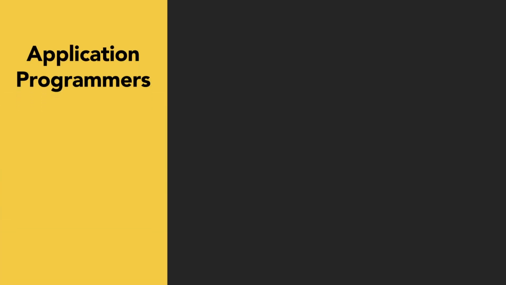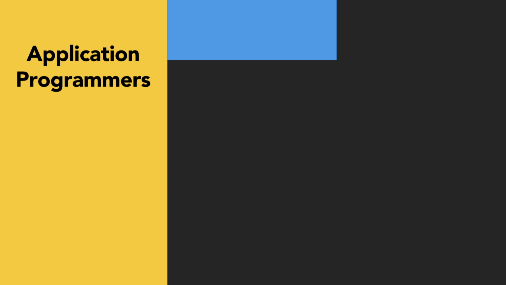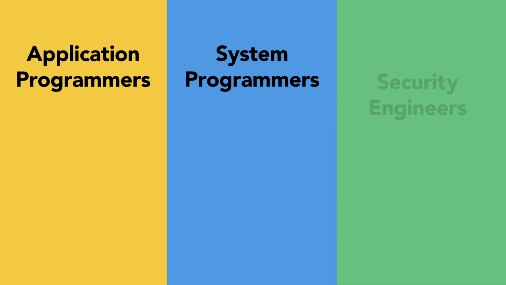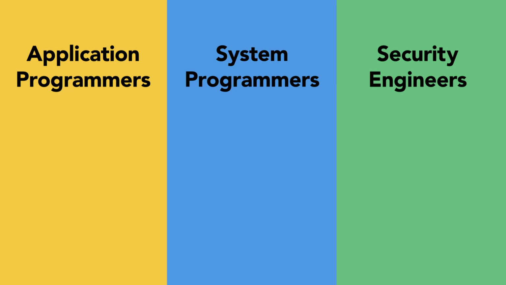There are application programmers who actually build the systems, and they're responsible for writing the code, translating the pen and paper booking systems into ones that run on computers. There are system programmers. These people make sure that the computers and networks which run the stock exchanges are all working. And there are security engineers who keep all these systems safe from being abused.